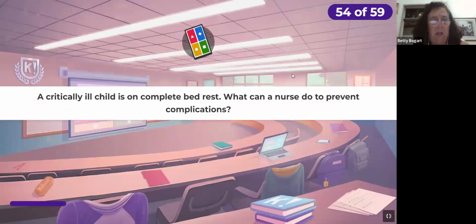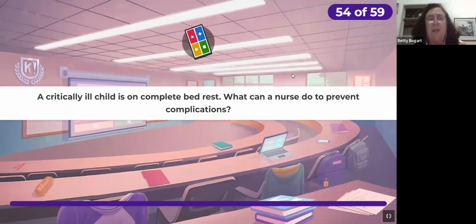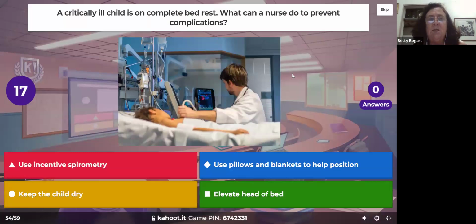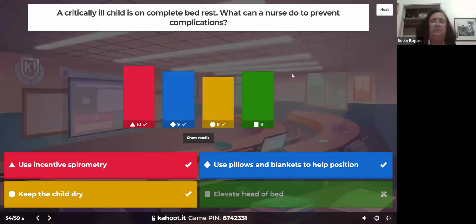A critically ill child is on complete bed rest. What can a nurse do to prevent complications? We have children in the hospital for long periods of time, and they get things like bed sores and pulmonary complications, just like adults would. So incentive spirometry, keep them dry, use pillows, blankets, toys, all of that. Now, elevating the head of the bed depends on the child. It can help, but can that child have the head of the bed elevated?